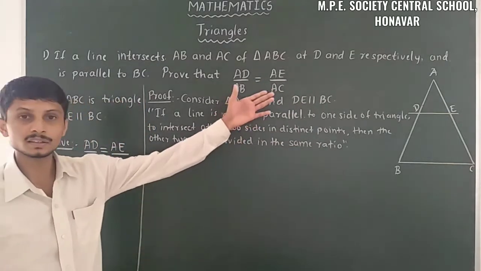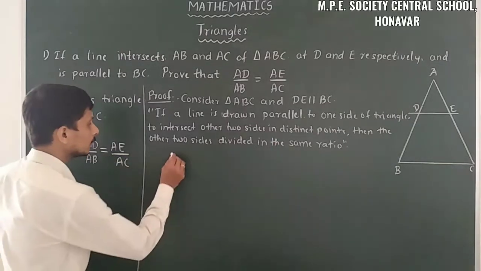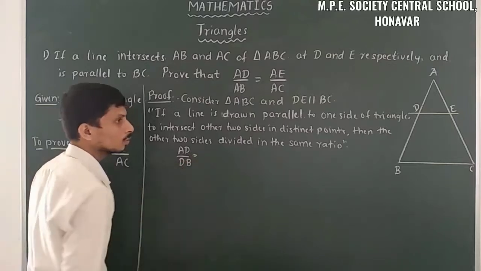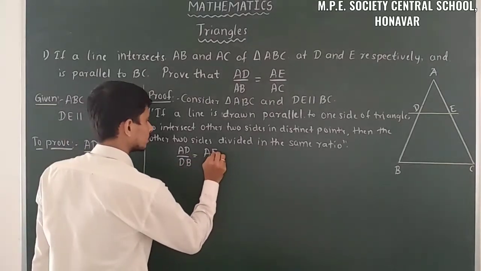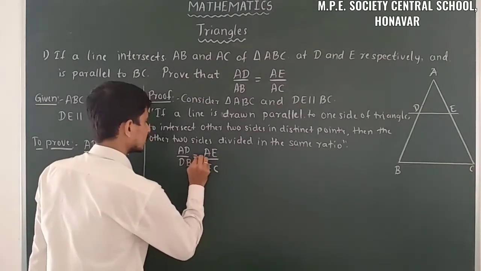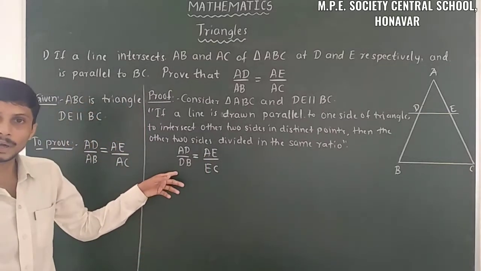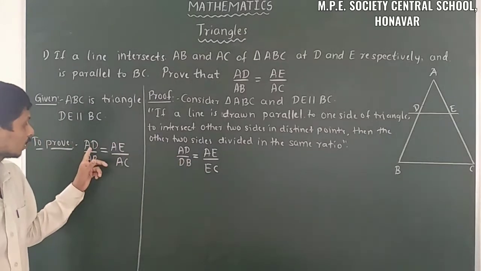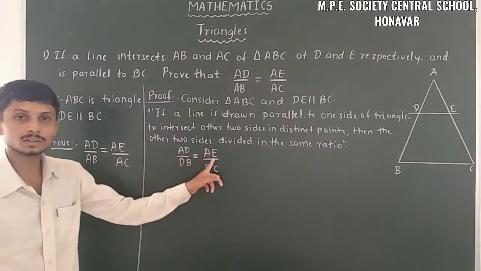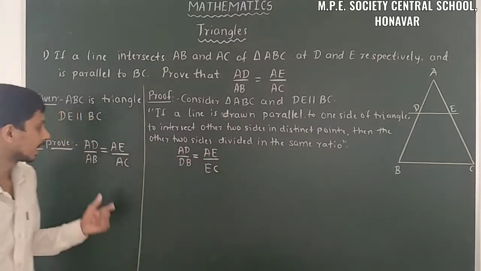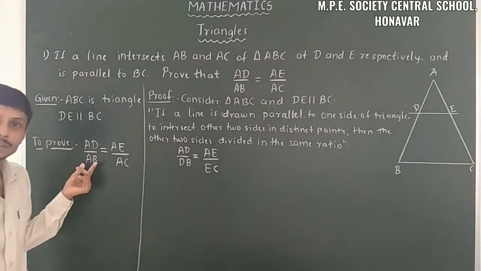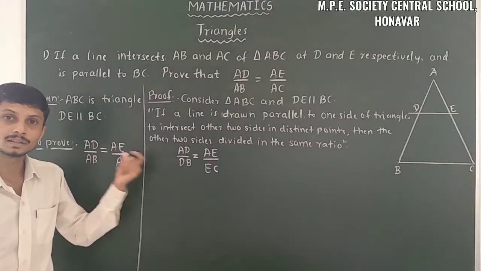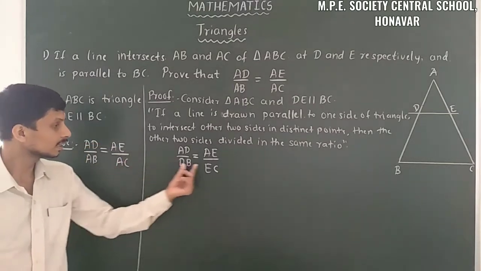Firstly we take the relationship, that is AD by DB is equal to AE by EC. Just observe when we compare it with what we have to prove: AD is in the numerator and AE is in the numerator of the LHS terms. In the denominator here we have DB, there we have AB. Here EC is there, there AC is there.